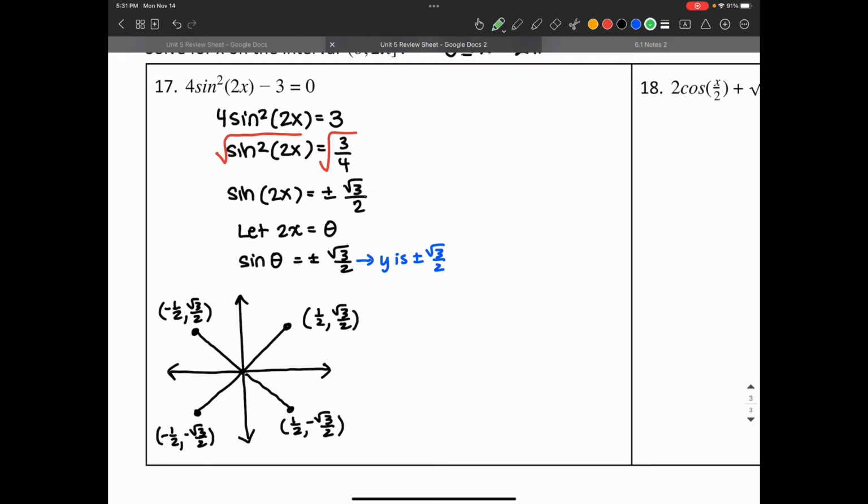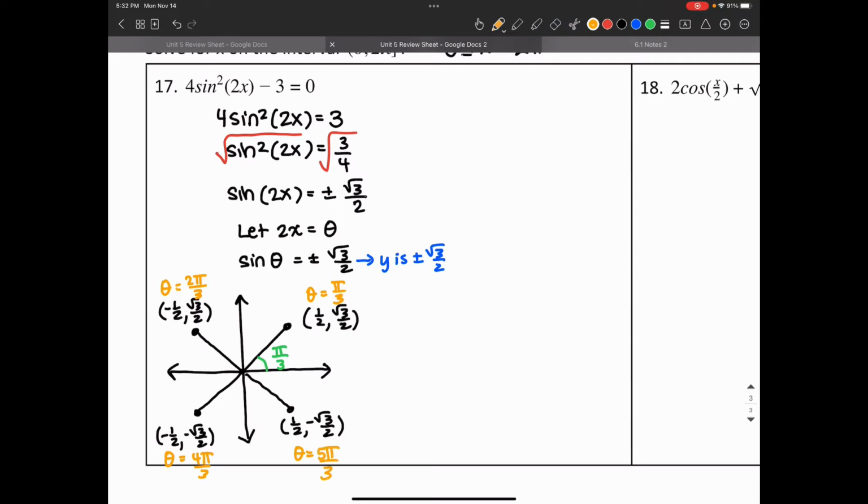All of these terminal sides have a reference angle of pi over 3 since it starts with 1/2. So this first angle here is going to be pi over 3. This second angle here is 2 pi over 3. This third angle here is going to be 4 pi over 3. And this angle here is going to be 5 pi over 3.